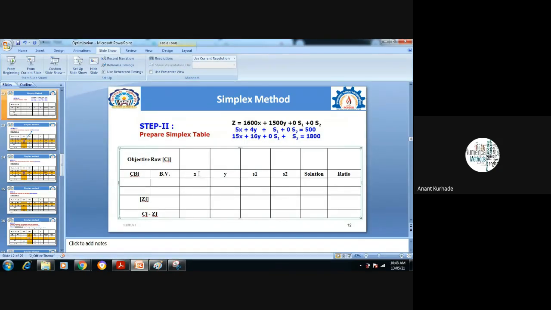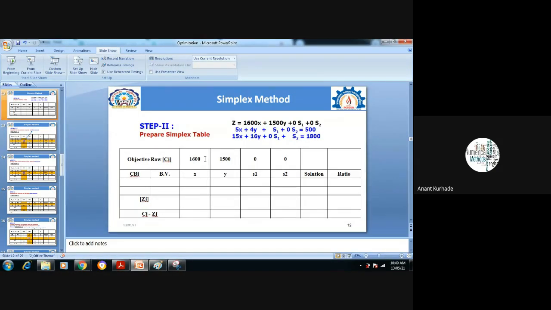So here it is x. What is the coefficient of x? It is 1600. Second, 1500. Third, what is the coefficient of S1? 0. And the next one is again 0. So now we have completed the part of the objective function. How can we read this? 1600x plus 1500y plus 0s1 plus 0s2. So we have written the objective function in tabular form, and now the objective function is finished.